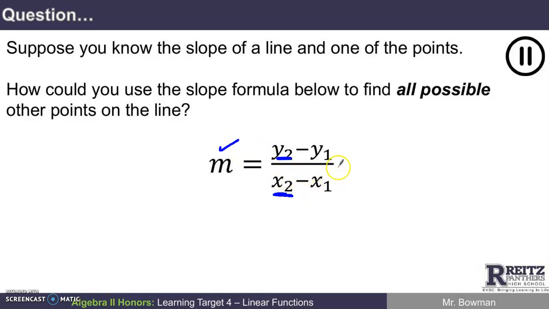In fact, if I wanted to take that equation and write it in a more familiar form, what I could do is multiply both sides of this equation by the difference of x2 and x1. That's a legal move. Remember, that's the multiplication property of equality.